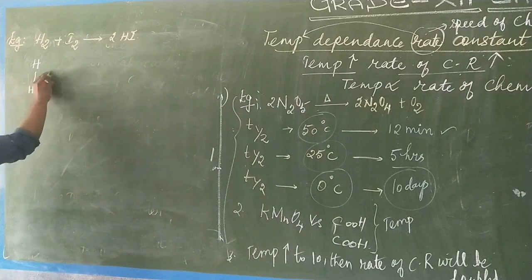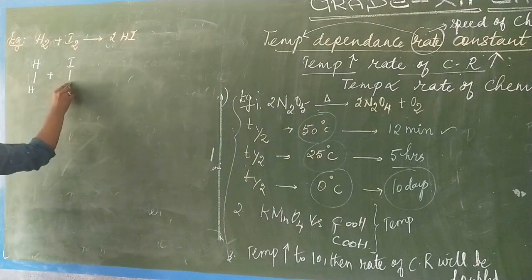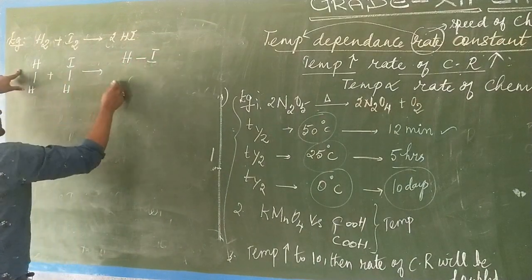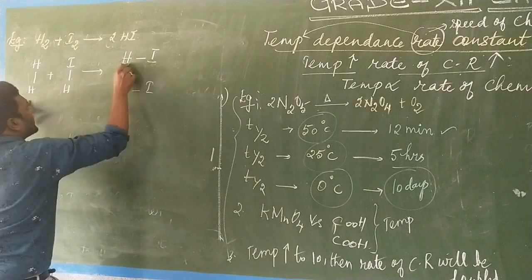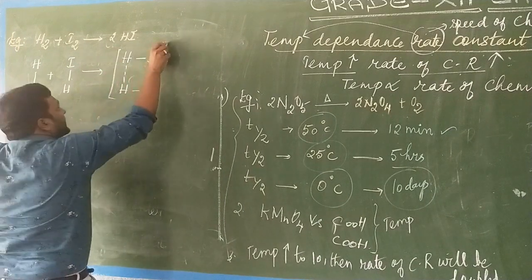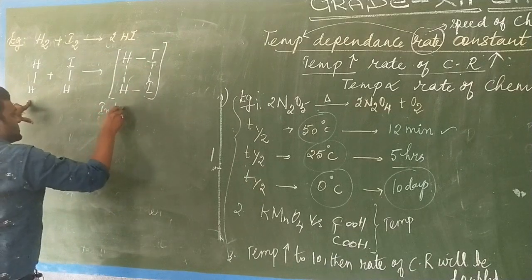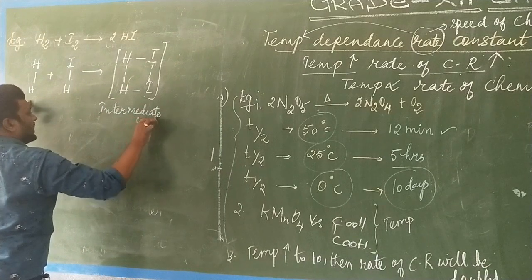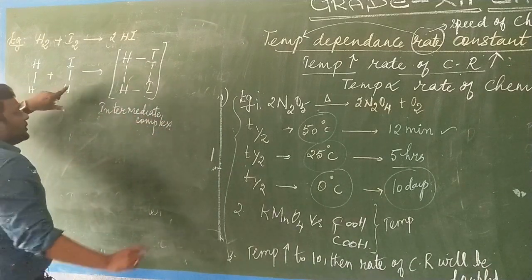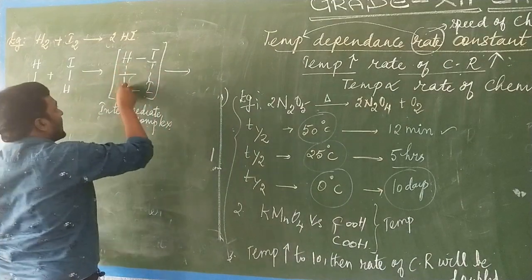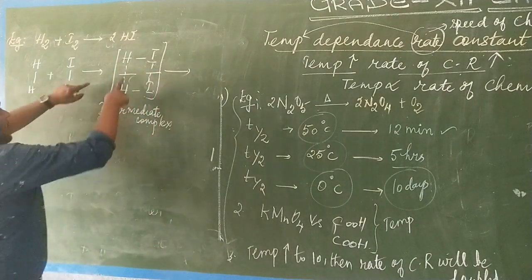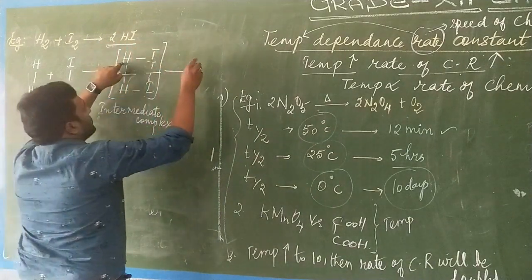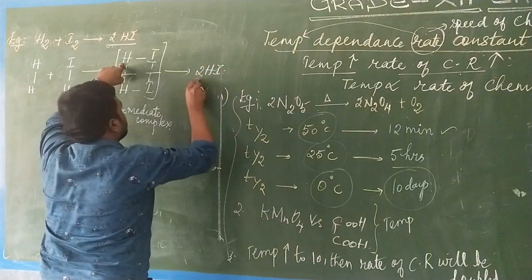So now see, hydrogen combining with iodine, as a result it forms a complex of hydrogen and iodine, where there is a bond. I am calling this the intermediate complex. Now what happens here is, due to the temperature factor, the bond between hydrogen and iodine breaks, and as a result we get two molecules of hydrogen iodide.